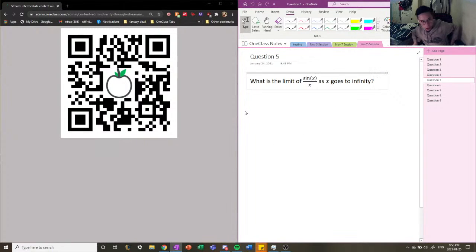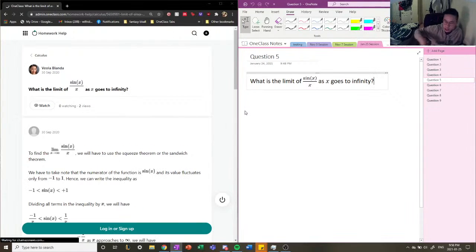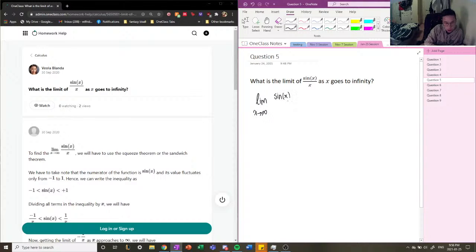What is the limit of sine x over x as x goes to infinity? So they want us to calculate this limit as x approaches infinity of sine x over x. In the last question we used direct substitution, and here we're going to try direct substitution, so sine of infinity divided by infinity.